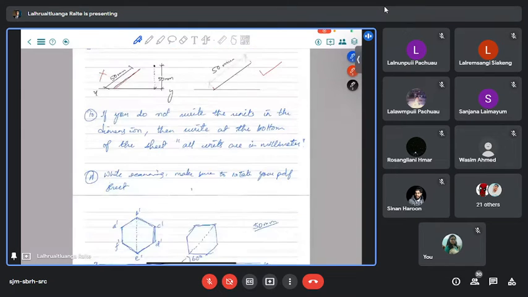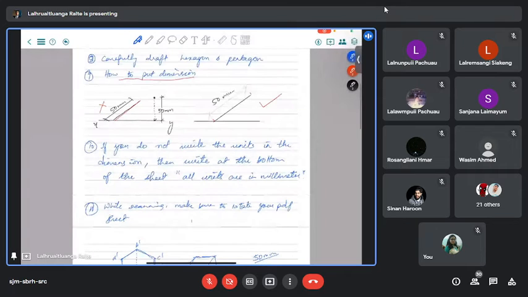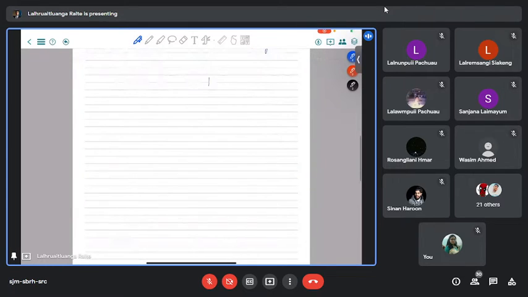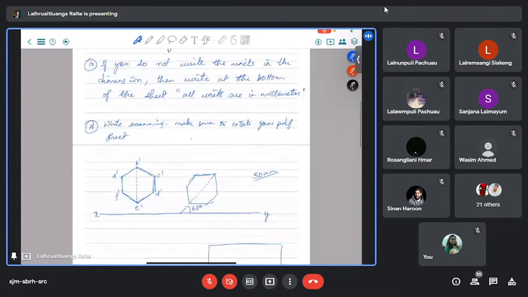And if you do not write the units in the dimensions, for example, here I am writing it as 50 mm, millimeter, then what you can do is not write it, but at the end of your page, which I believe I've already told you, like over here, above this, you write along this line, all units are in millimeter.